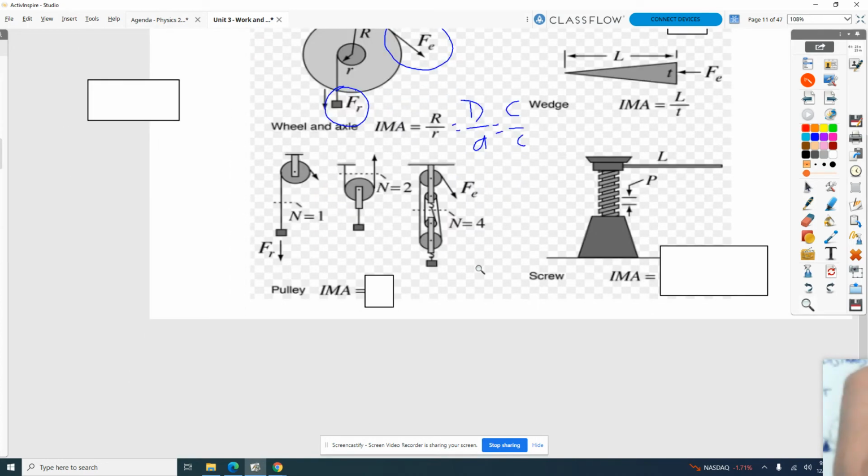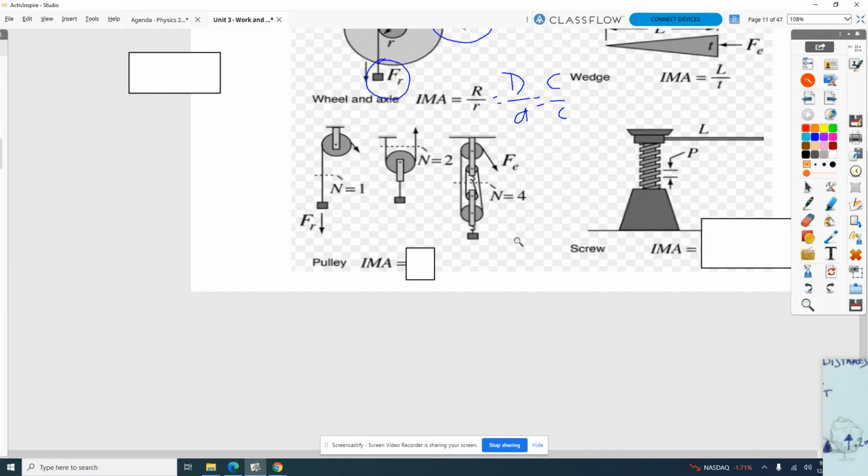And so typically we call the IMA for a pulley the number of strings, N, that are supporting that load. And so we'd say that N is equal to 1 in this particular case. That pulley is just there to change the direction of the force that I exert. If I pull down on this rope, that's able to lift up on this load. And so that pulley there is just simply to change the direction of the force.